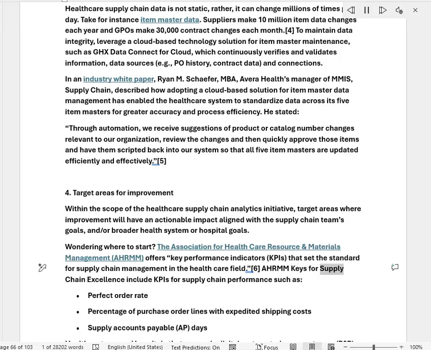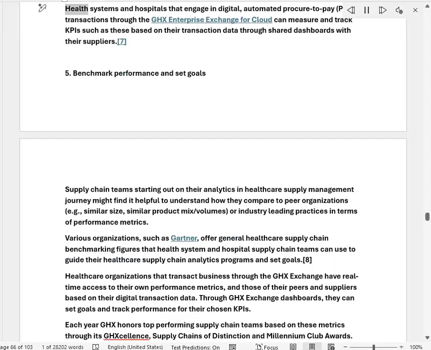AHRMM's keys for supply chain excellence include KPIs for supply chain performance such as perfect order rate, percentage of purchase order lines with expedited shipping costs, supply accounts payable, AP, days. Health systems and hospitals that engage in digital, automated procure-to-pay, P2P, transactions through the GHX Enterprise Exchange for Cloud can measure and track KPIs such as these based on their transaction data through shared dashboards with their suppliers.